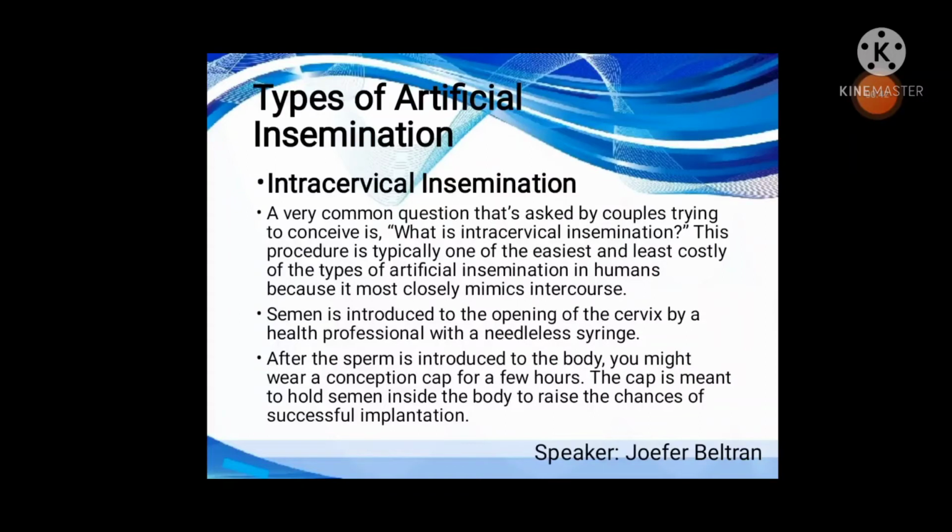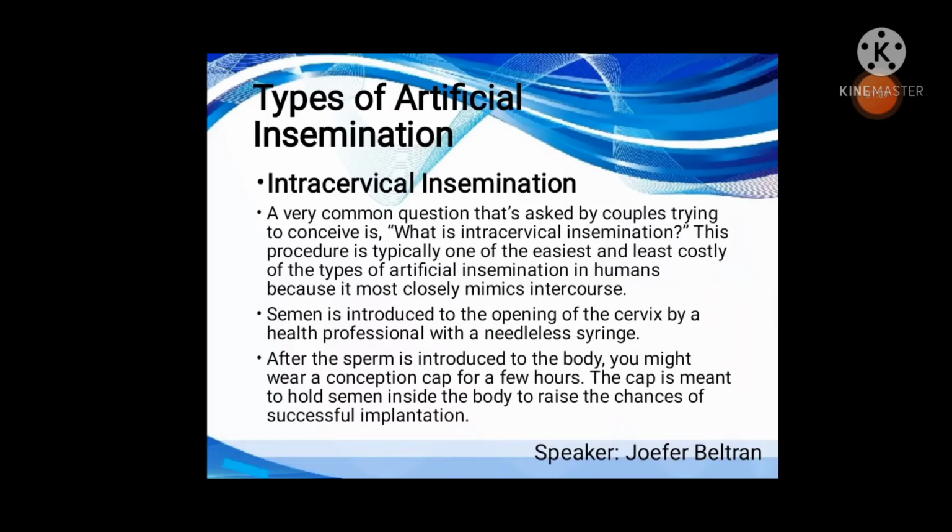Types of artificial insemination. Intracervical insemination. A very common question asked by couples trying to conceive is, what is intracervical insemination? This procedure is typically one of the easiest and least costly of the types of artificial insemination in humans because it most closely mimics intercourse.